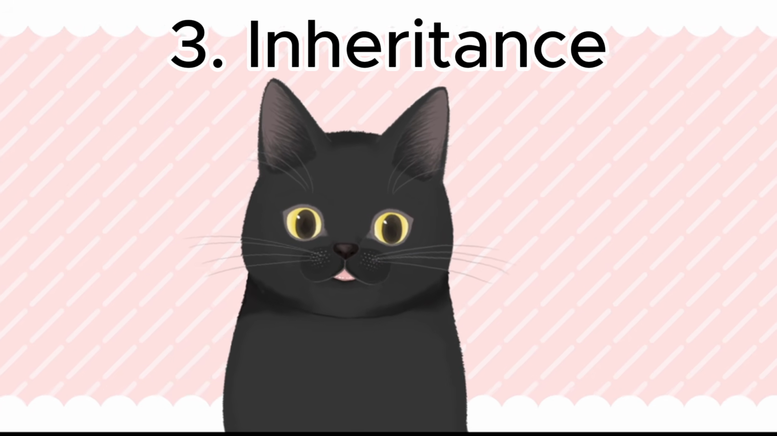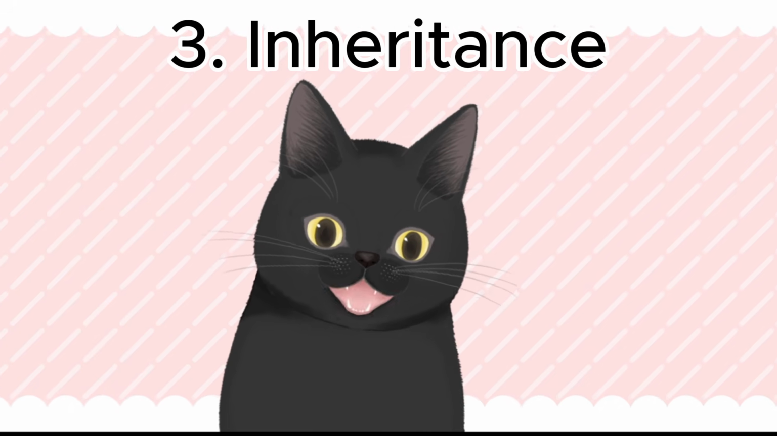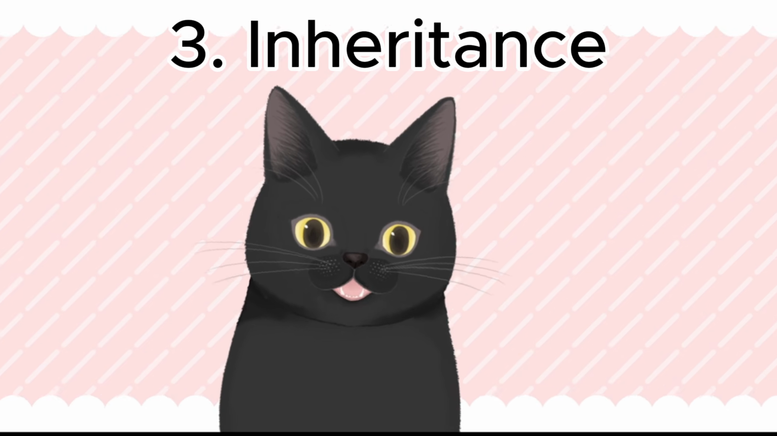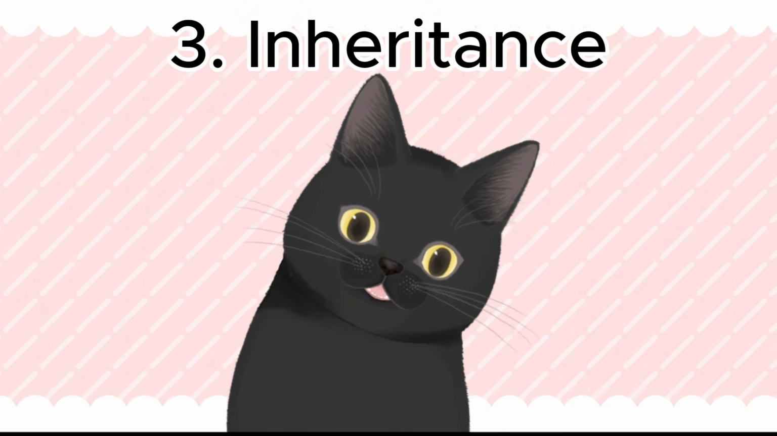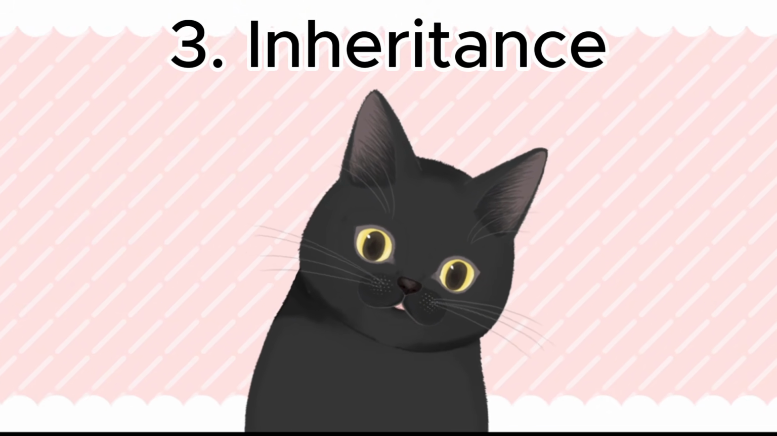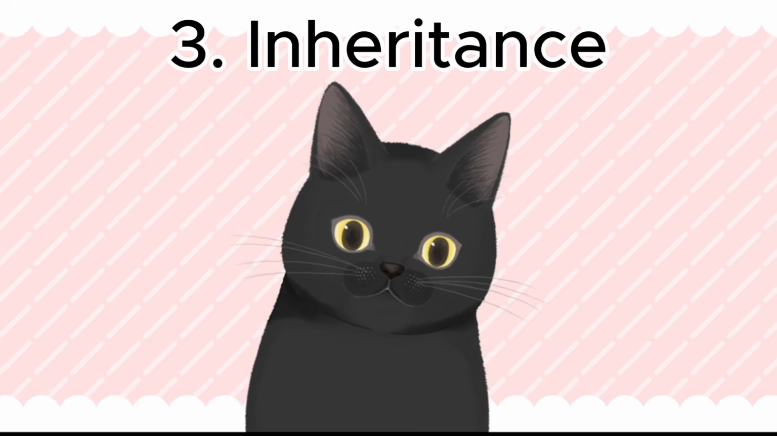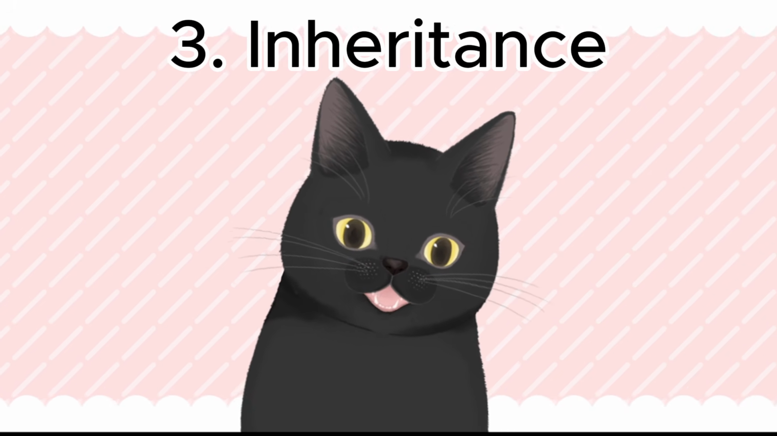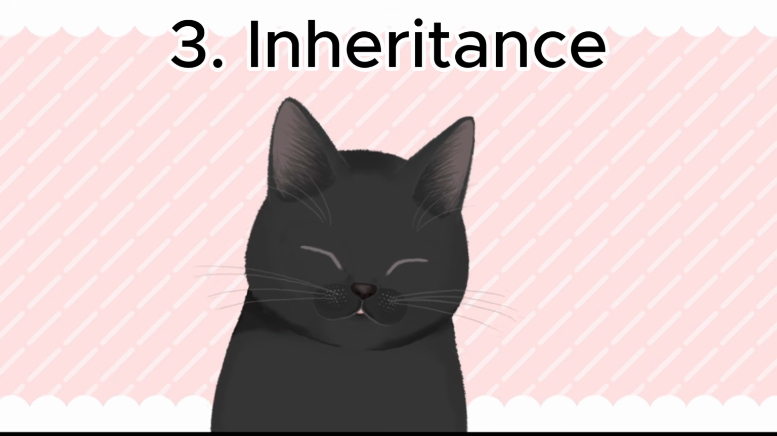Third, inheritance. Reuse stuff. Instead of creating everything from scratch, you build on top of existing things. Example, a vehicle class. You can build car, bike, truck objects. They all share common features like speed and movement. Why rewrite the same logic over and over?